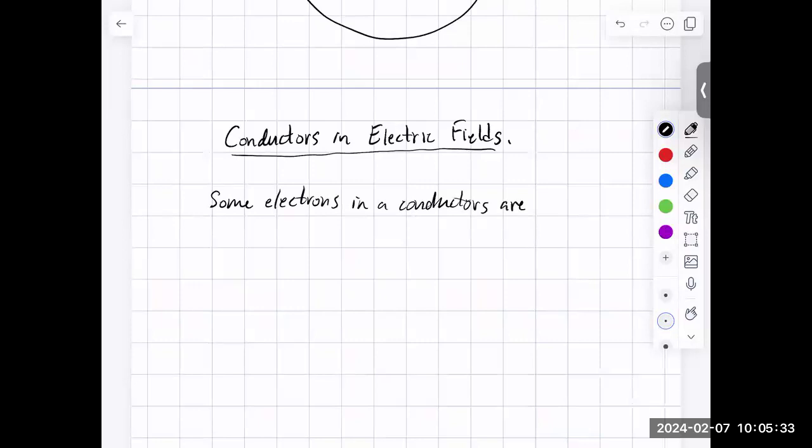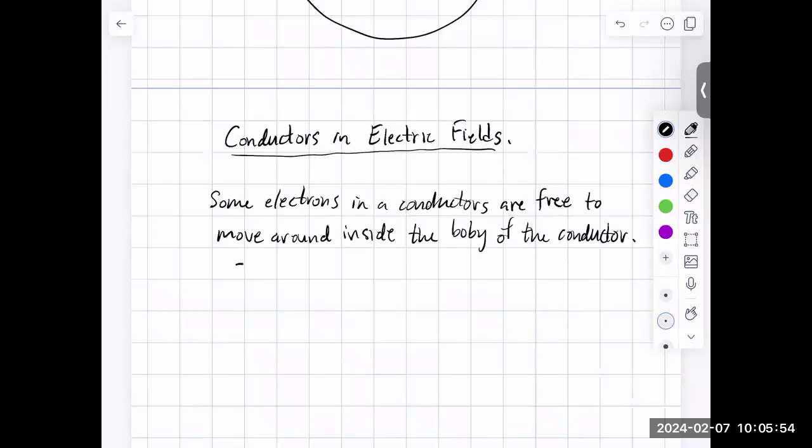So some of these electrons are free to move around inside the body of the conductor.